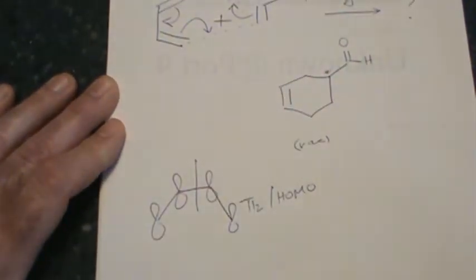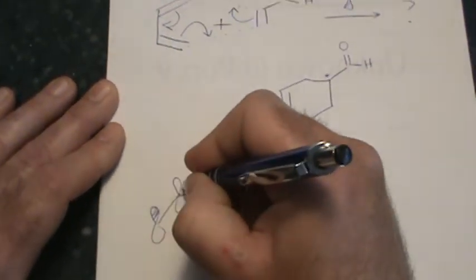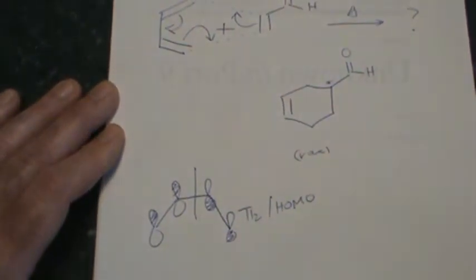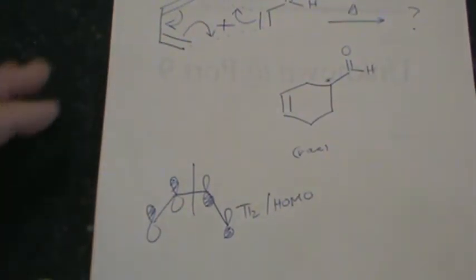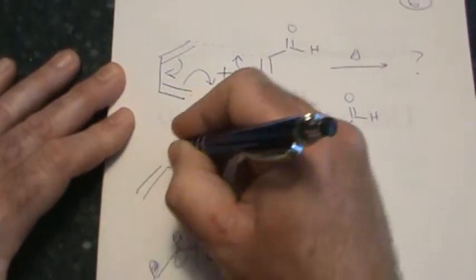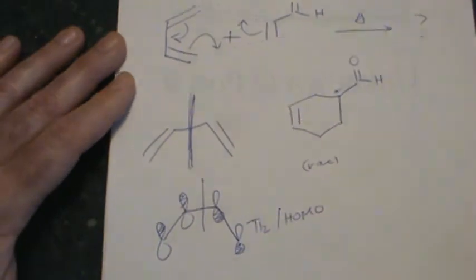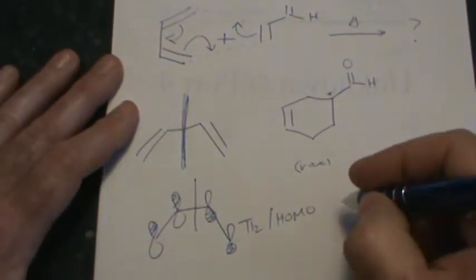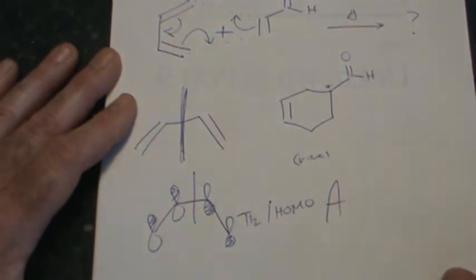Pi 2 has 1 node, and there it is. And now I want to ask the question, is this thing symmetric or anti-symmetric with respect to planes of symmetry that already exist in this molecule? That node lines up with the plane of symmetry, and I think you can see that this is anti-symmetric.